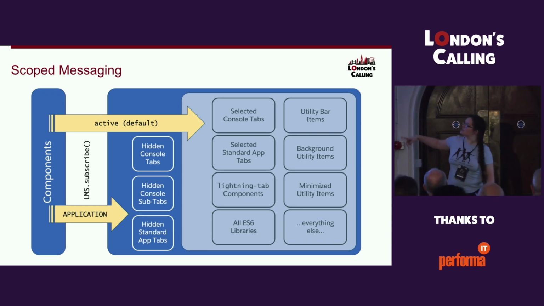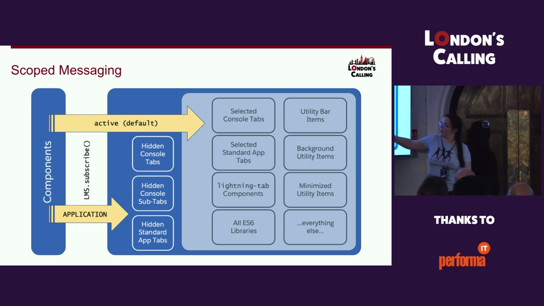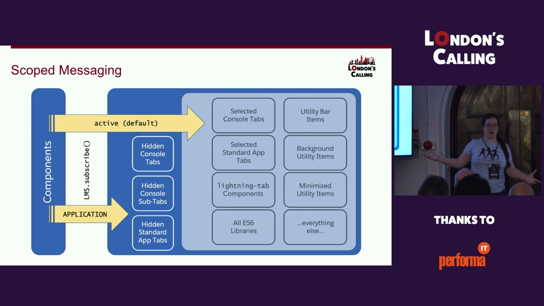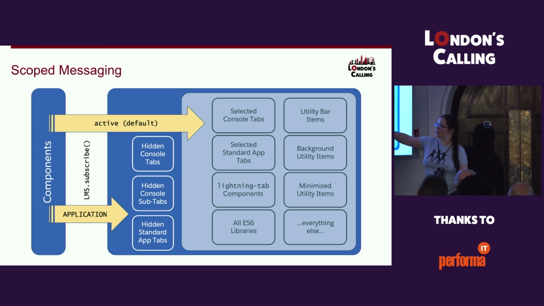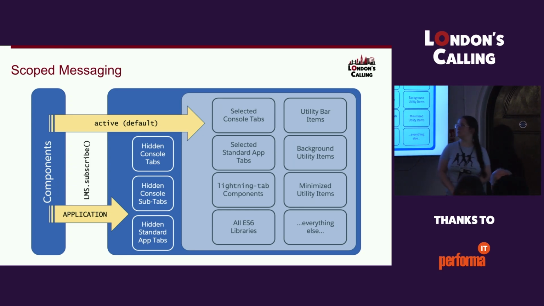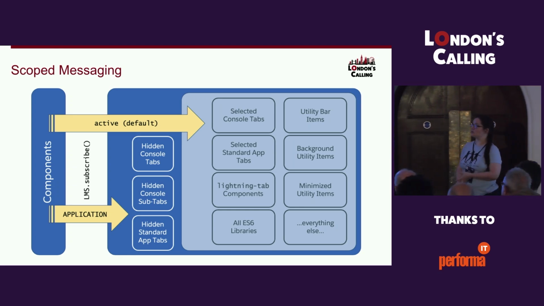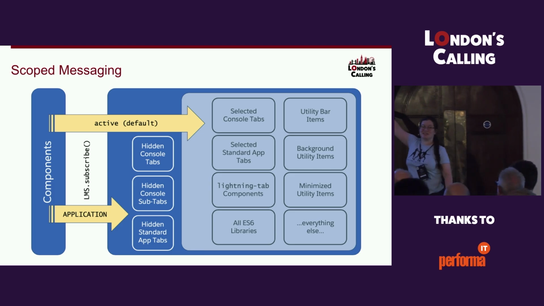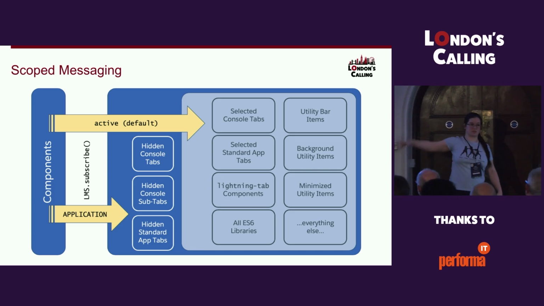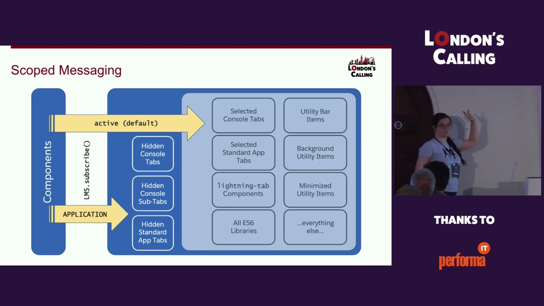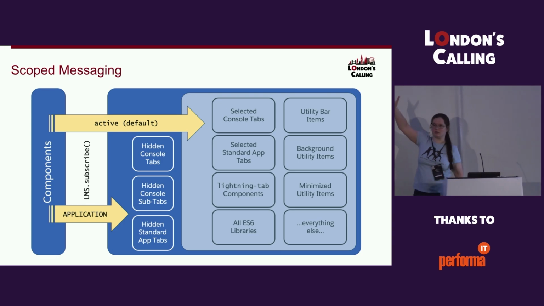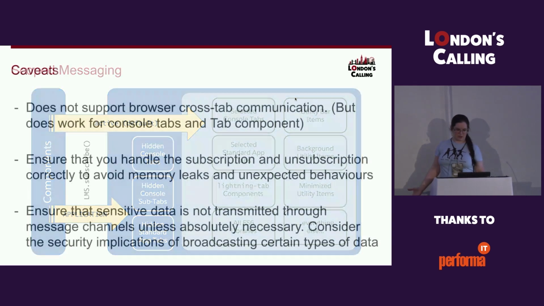Without using application scope, these are all the things that you will subscribe to it naturally. But if you use application scope, you get these additional things. So some of the things you can use are console tabs, console subtabs, even utility bar items can subscribe and publish them. So you could have a utility bar item that publishes an event that is on the Lightning Web Component on the contact page. So that's a little bit about scope messaging.